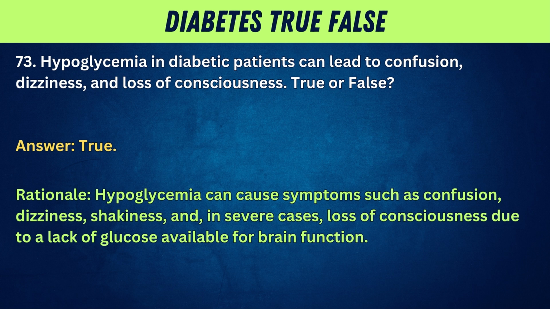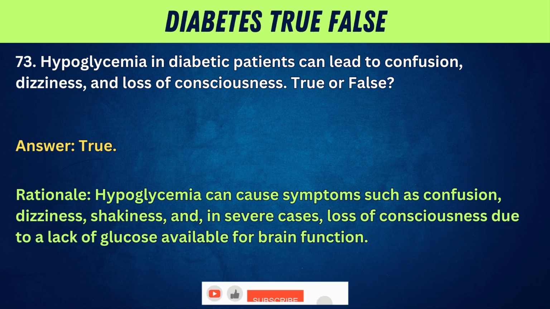73. Hypoglycemia in diabetic patients can lead to confusion, dizziness, and loss of consciousness. True or false? Answer: true. Rationale: hypoglycemia can cause symptoms such as confusion, dizziness, shakiness, and, in severe cases, loss of consciousness due to a lack of glucose available for brain function.